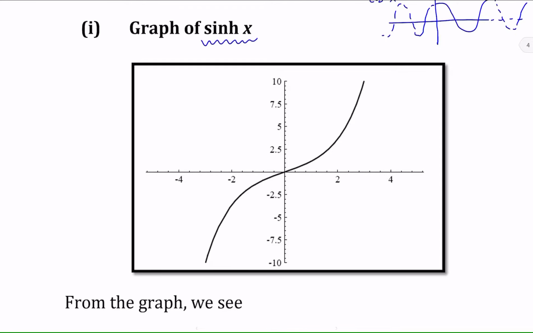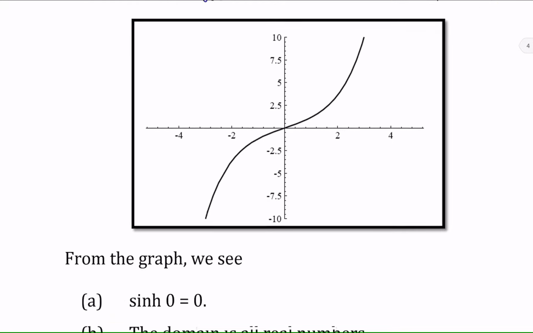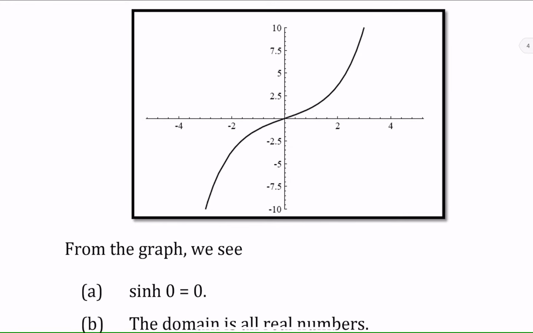Okay, so this is the graph. From the graph we can see that sine 0 is equal to 0. Yes, this is sine 0. So we know that this is the graph for sinh x, sine x. Okay, so this is x, this is y. Here we know that the value for x is 0, so sine 0 is 0.